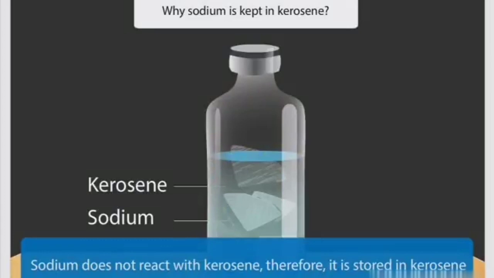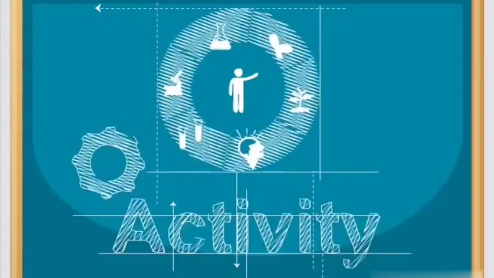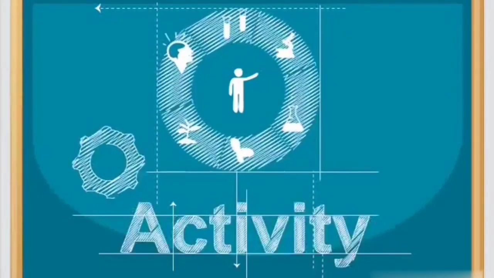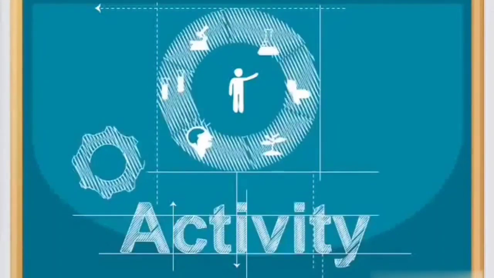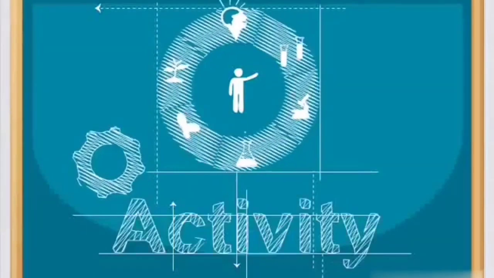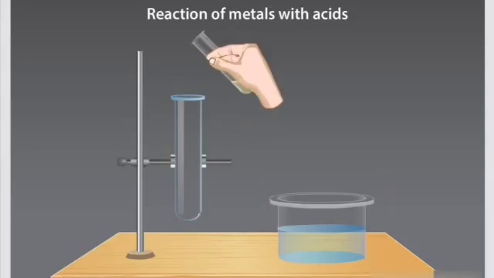Third, reaction of metals with acids. When metals react with acids, hydrogen gas is formed. Let us see an activity to prove this. Take a test tube and a beaker.